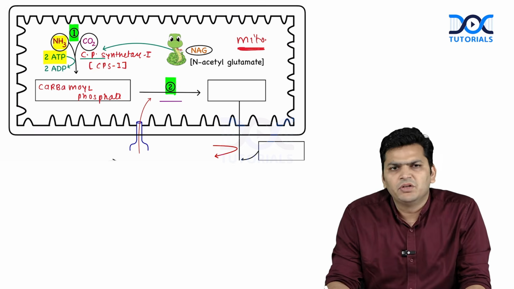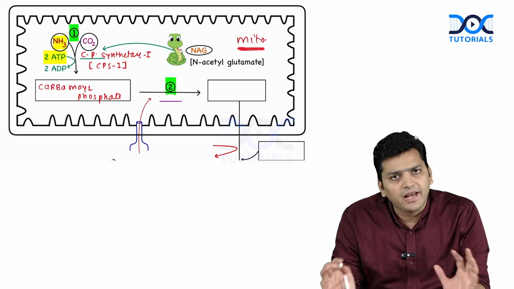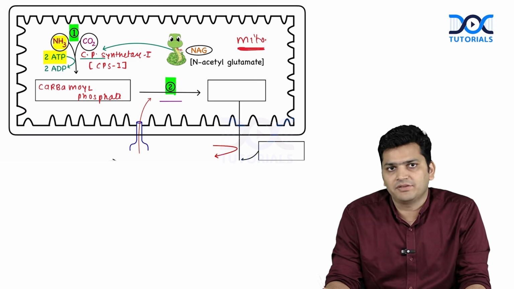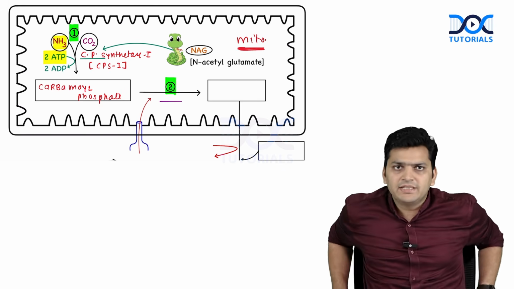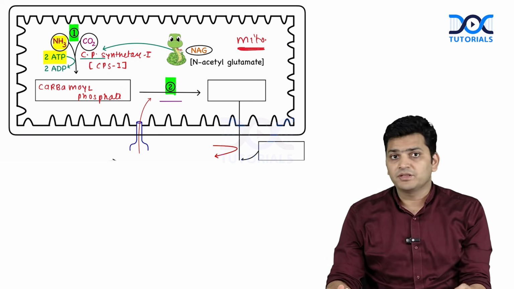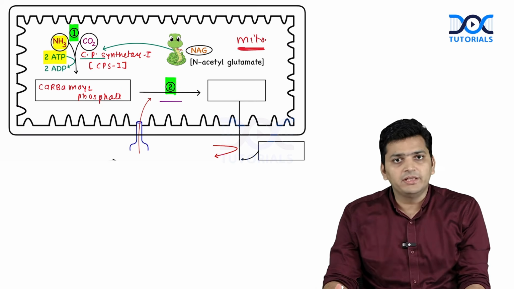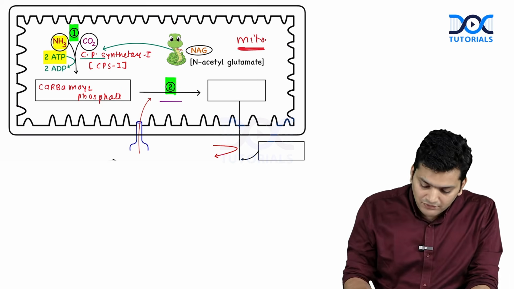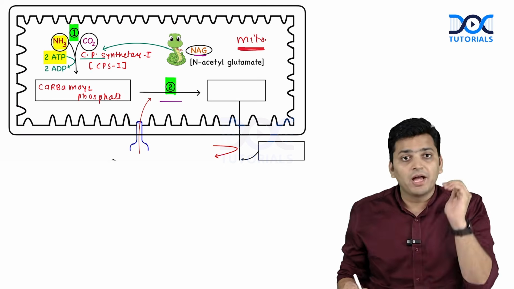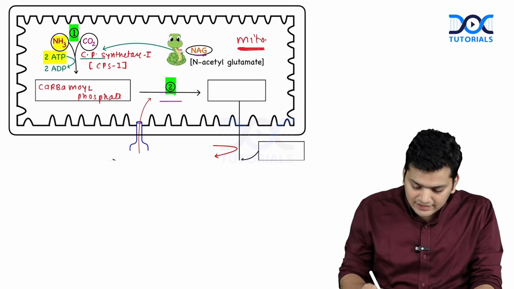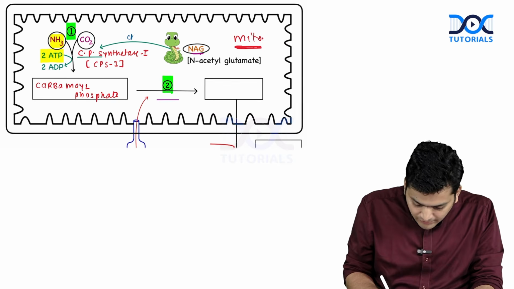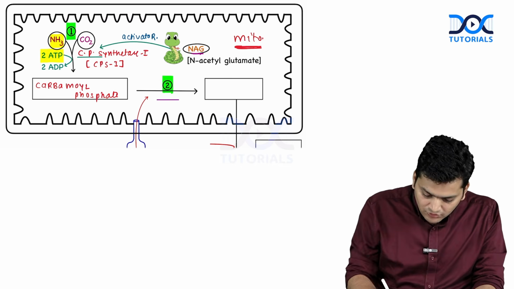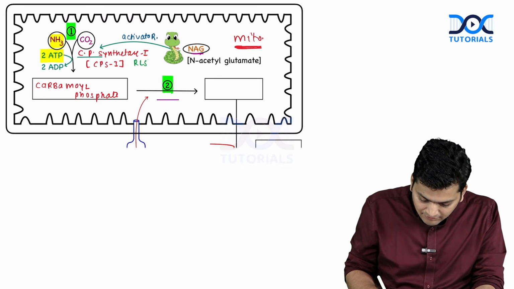This CPS1 is a very lazy enzyme. In the entire pathway, whichever enzyme is the laziest is called the rate limiting step. CPS1 is the laziest enzyme of the urea cycle, so this is the rate limiting step. It is so lazy that to activate CPS1 we need an activator, and the activator of CPS1 is NAG, N-acetyl glutamate. Because it is the laziest enzyme, CPS1 is the rate limiting step.